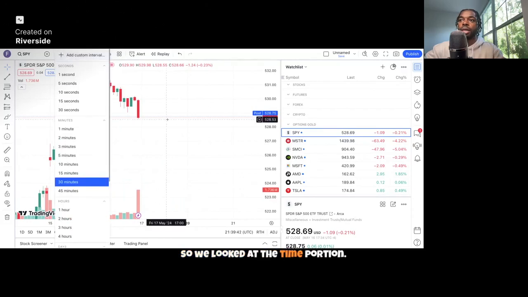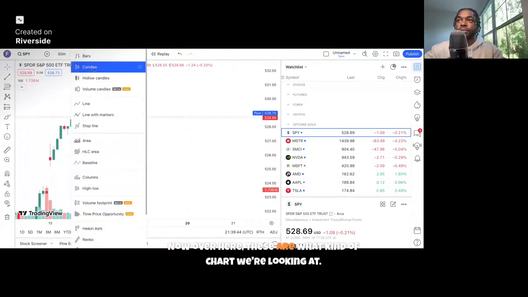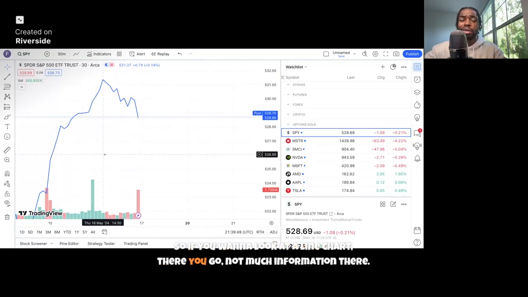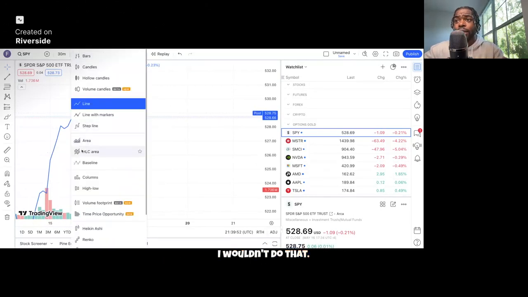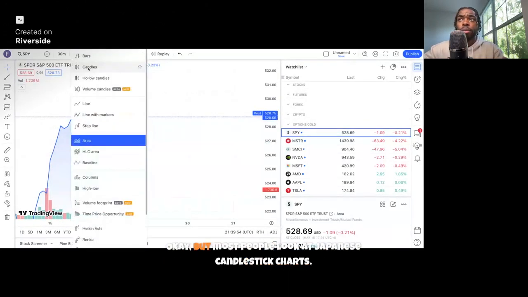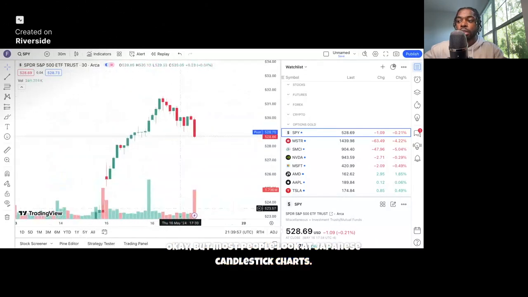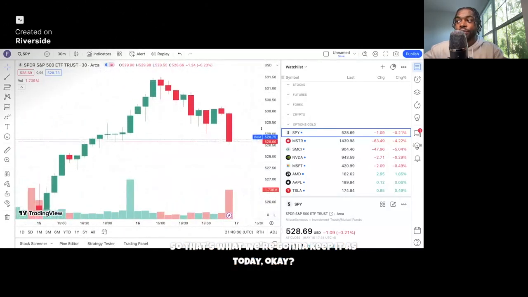Let's move on up here. So we looked at the time portion. Now over here, these are what kind of chart we're looking at. So if you want to look at a line chart, there you go. Not much information there. I wouldn't do that. Whatever type of chart you want to look at, it's there. But most people look at Japanese candlestick charts, so that's what we're going to keep it as today.